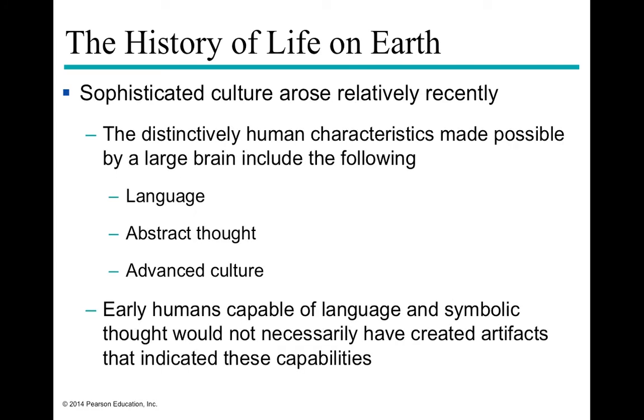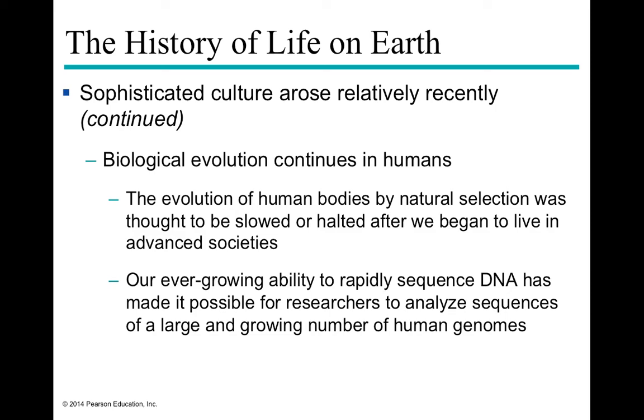This larger brain led to the sophistication of culture. It allowed for things like language, abstract thought, and advanced culture. Symbolic thought would not have been able to arise without these larger brains. If early humans were capable of things like language and symbolic thought, that would not necessarily have created artifacts that indicated these capabilities, but the presence of artifacts that indicate these capabilities demonstrates absolutely that humans had the ability to have this complex culture.